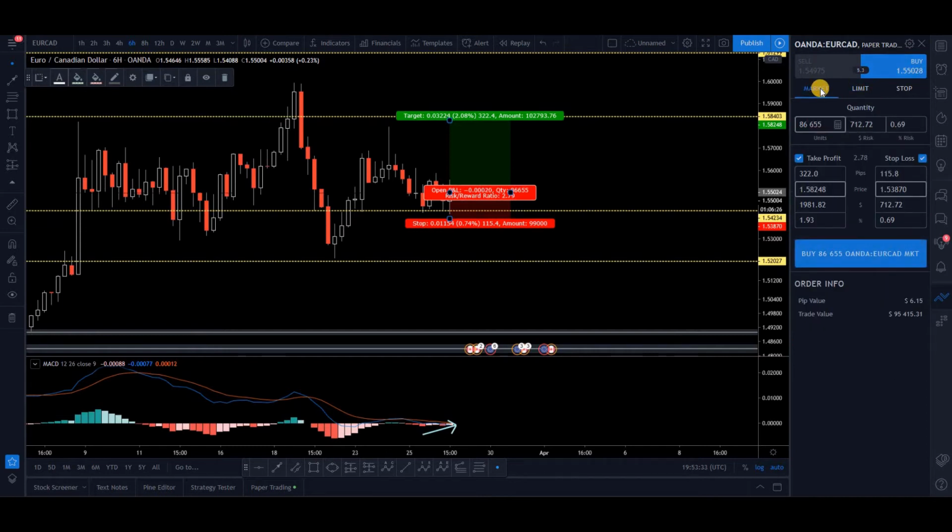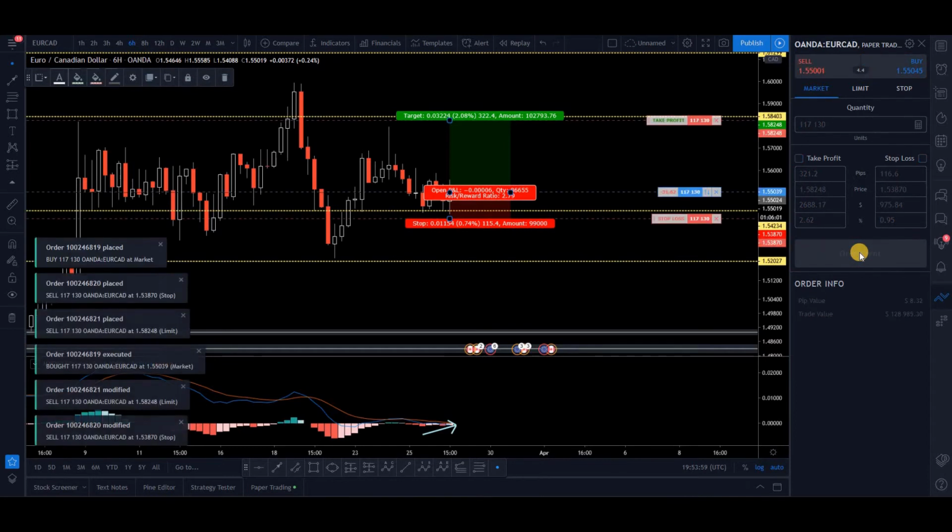Perfect. Now, I don't want to risk any more than 1% of my account. So let's just take this up here as we get higher. In fact, I'm in a situation where I can actually risk 0.95%, which is absolutely great. So let's buy at market, and let's see what happens, guys. I will keep you informed of how this trade gets on. As you can see, the trade's been executed, so we're now long the Euro CAD.